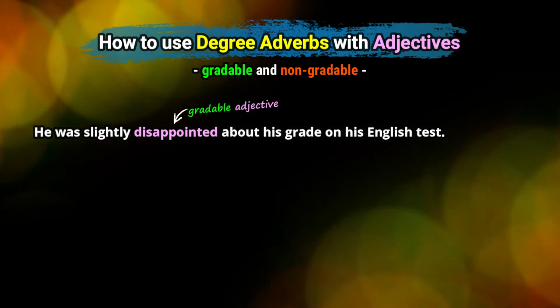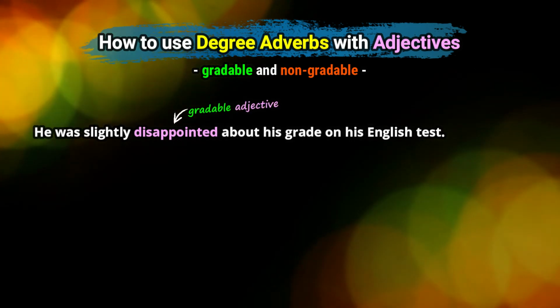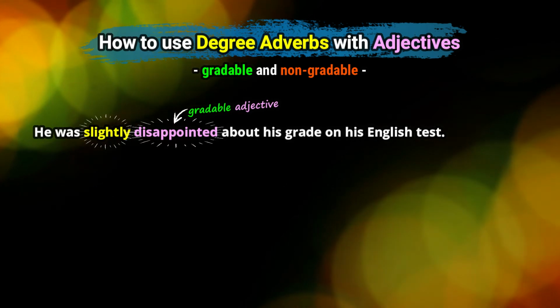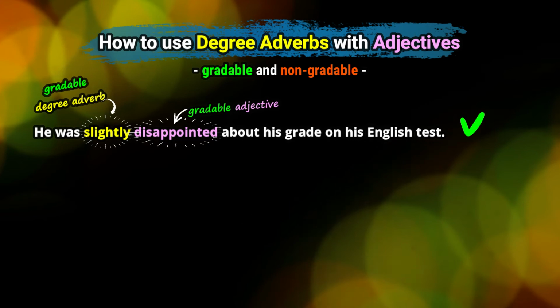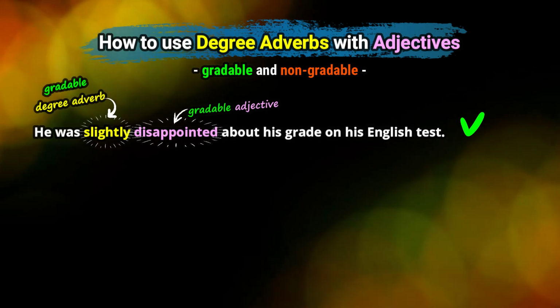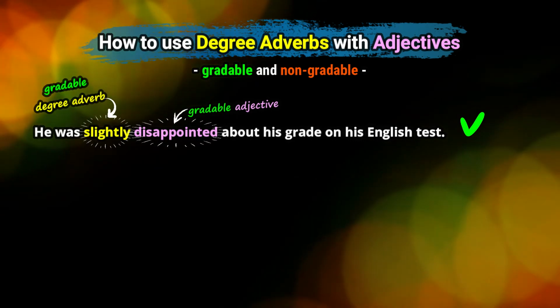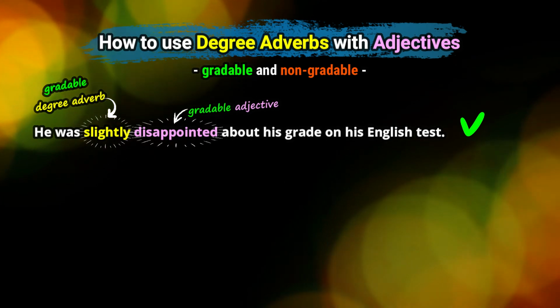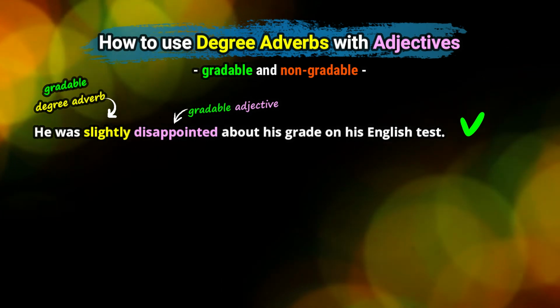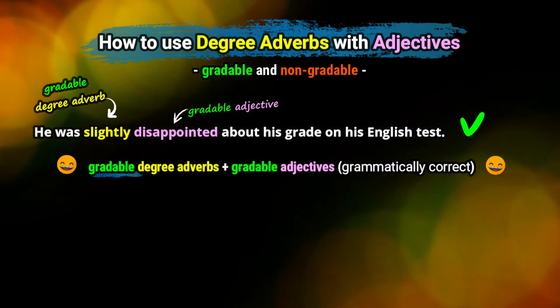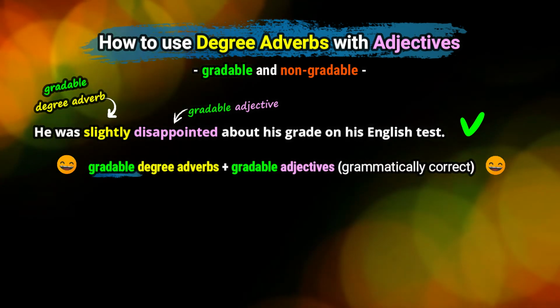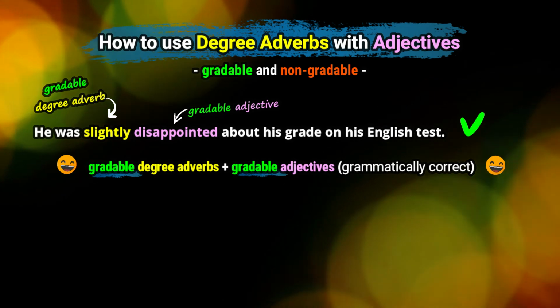And this is a gradable adjective. So "slightly disappointed" is okay to use because we're talking about the degree to which he was disappointed. He was slightly disappointed. So this is probably a mild use. And this is grammatically correct because we have a gradable degree adverb plus a gradable adjective.